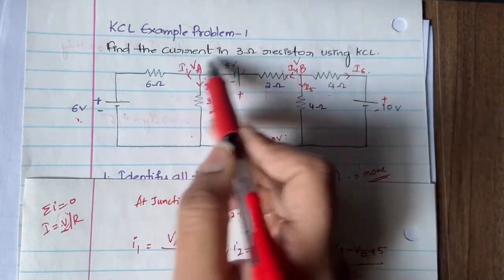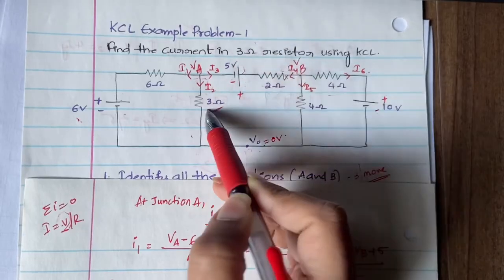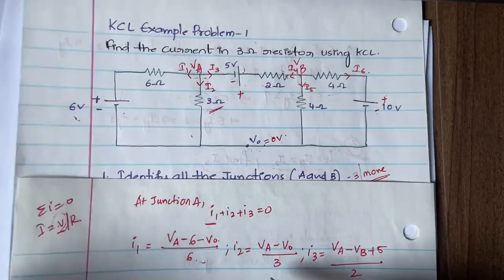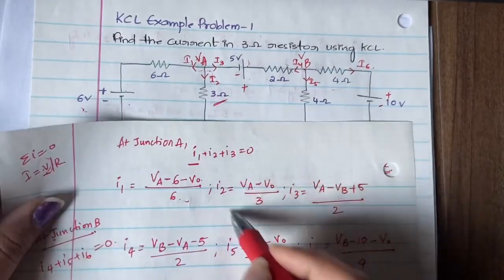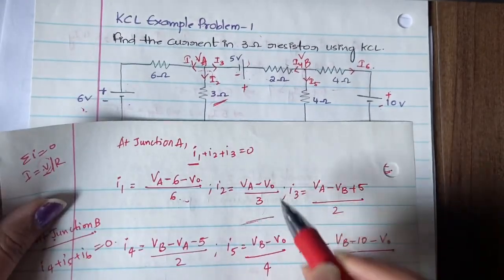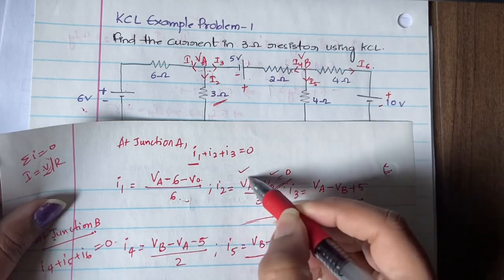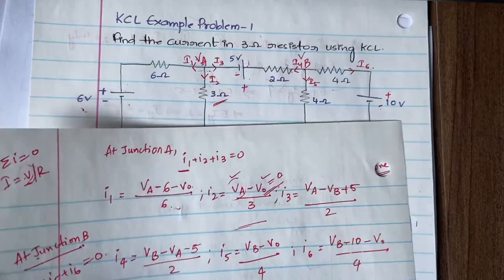So what is the current associated with this 3 ohms resistor? I2. That means you have to find out I2. Okay, that means you have to find out this thing. In order to get this thing, what do you need? You need VA and V0. V0 is already equal to 0, right? So that means you need to find out the value of VA now.